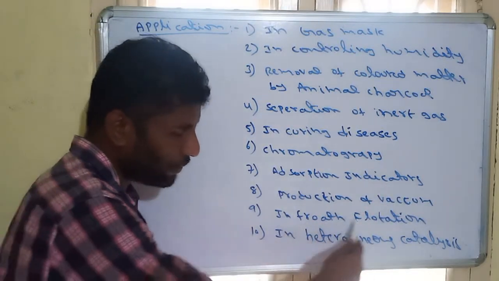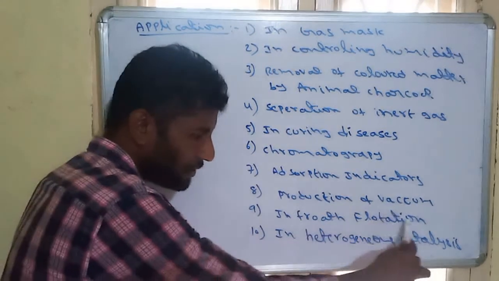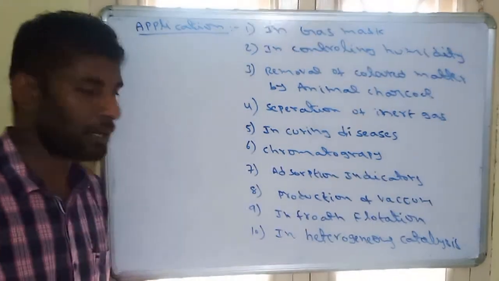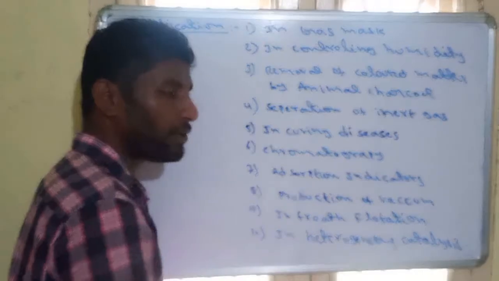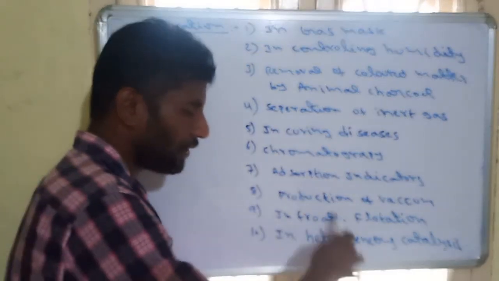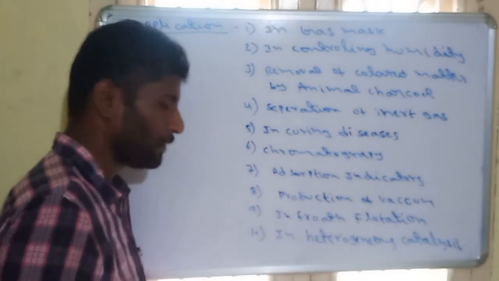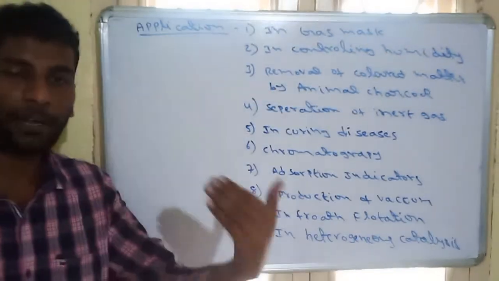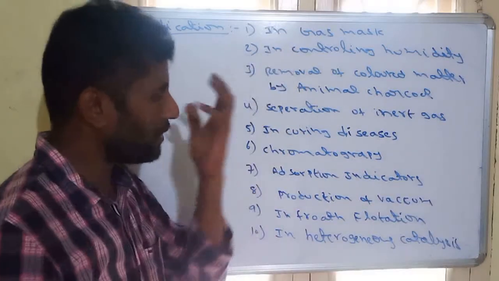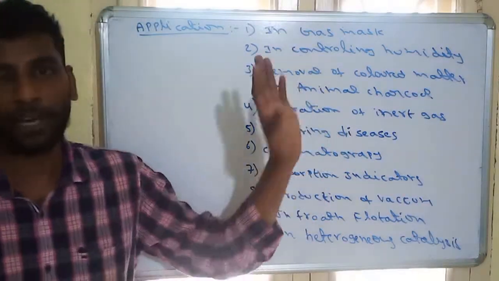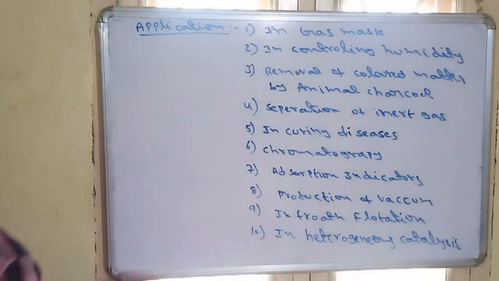The next one is froth flotation. This froth flotation will come in the metallurgy chapter. I will explain. It is also based on adsorption. Another one is heterogeneous catalysis. What is heterogeneous catalysis? Now I will explain. So all these are the important uses and applications of the adsorption technique. Mostly in whatever industrial techniques there are, adsorption is very important.